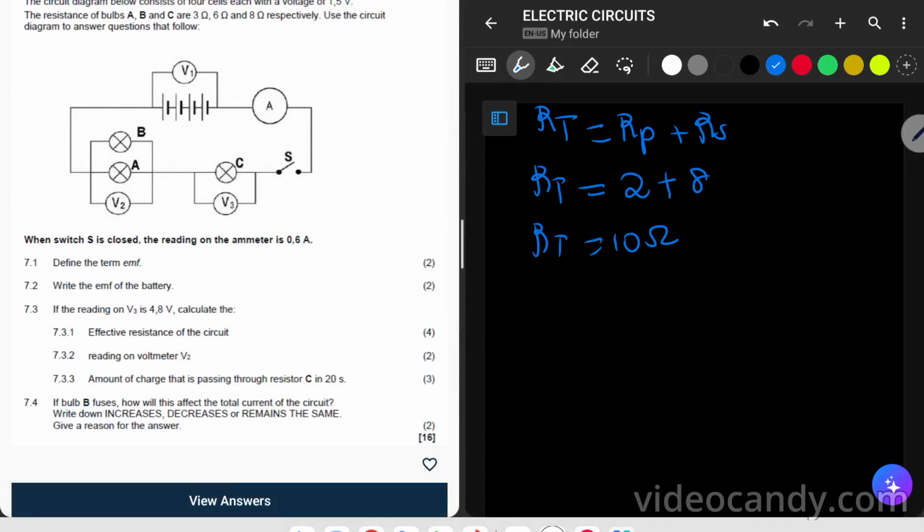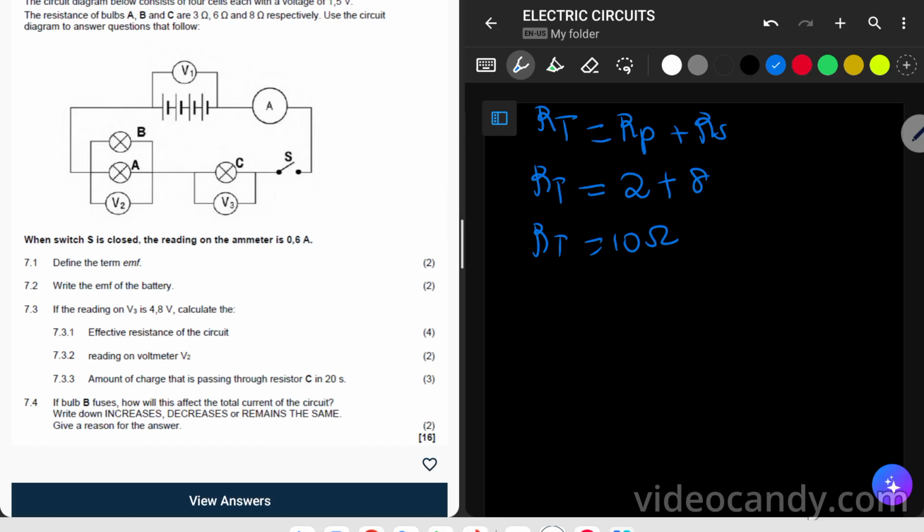Okay. Question number 2 says calculate the reading on voltmeter number 2. V2 will read the voltage of both A and B because it is in a parallel format with both A and B. As resistors A and B are parallel to one another, they would have the same voltage. Remember the rules in terms of parallel resistors. So, the voltage read by V2 would be that of both A and B.